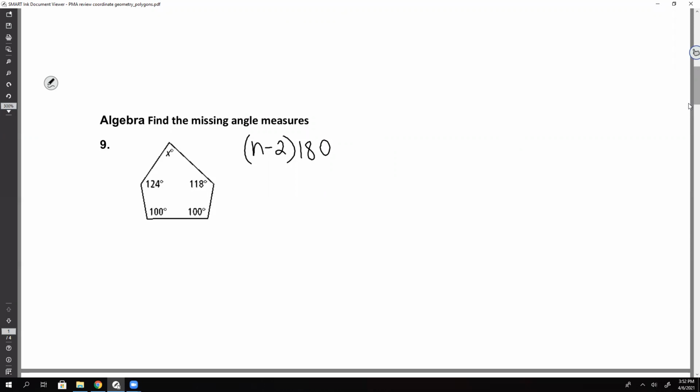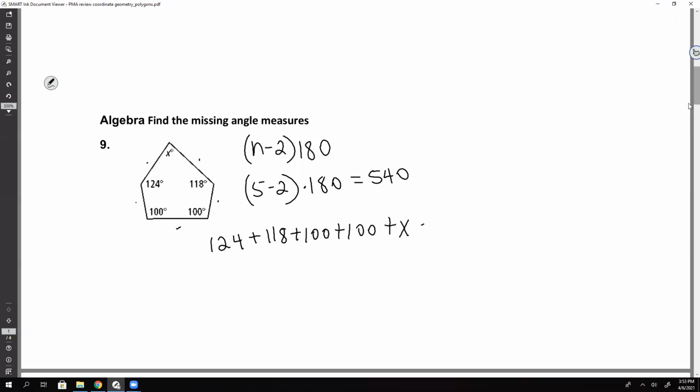Okay, and so here n is 1, 2, 3, 4, 5. It's 5. So we do 5 minus 2 times 180. And so that would give you 540. So I know that all 5 of these angles here have to add up to 540. And so now I could write an equation. I do 124 plus 118 plus 100 and 100 plus x equals 540.